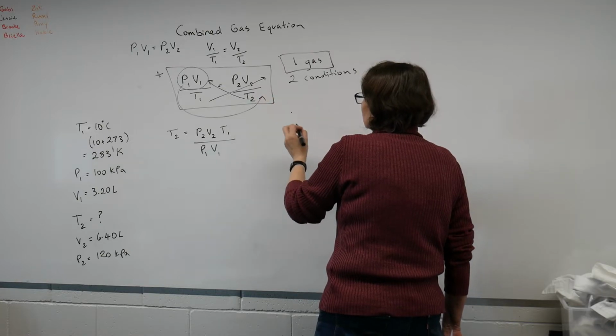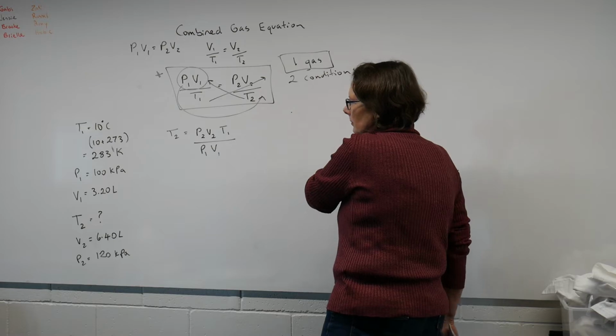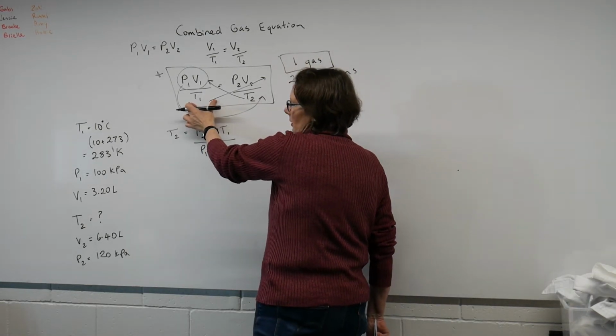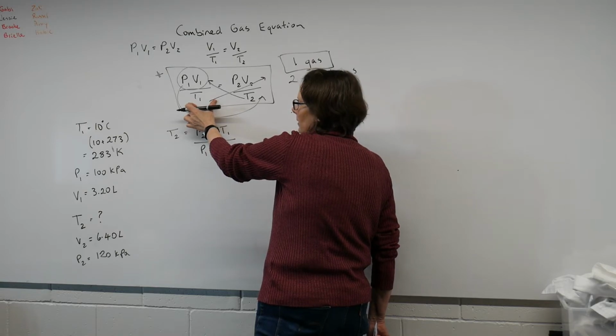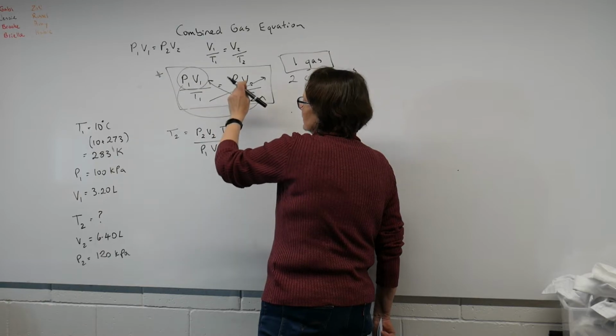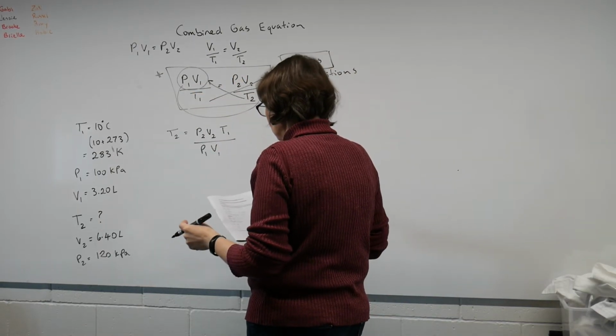We want T2, but you don't have to do it this way either. You could solve this side and get the numerical value for that, then divide this by your answer. But anyway, let's continue on.